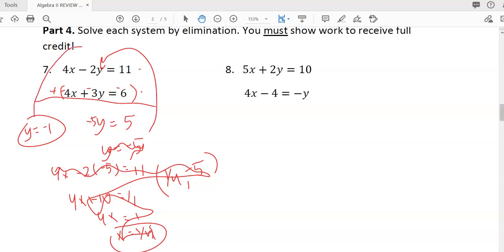So I'm going to plug that in for y. So I get 4x, sorry, I'm right out of room here, minus 2 times -1 equals 11. So 4x plus 2 equals 11. So 4x equals 9. So x equals 9/4.